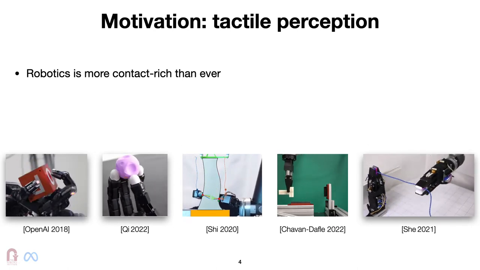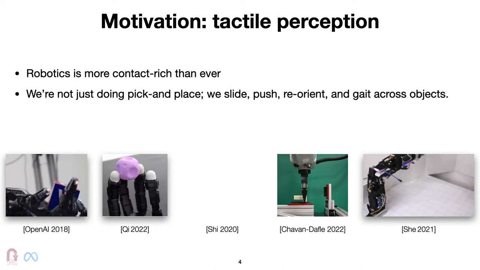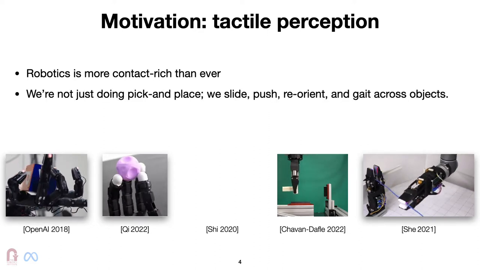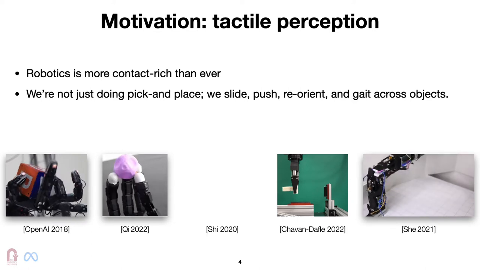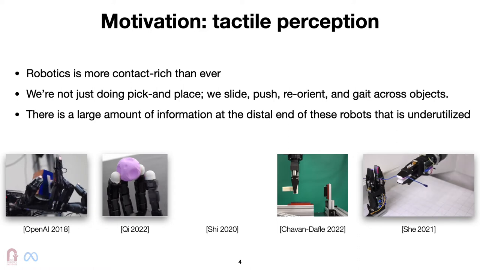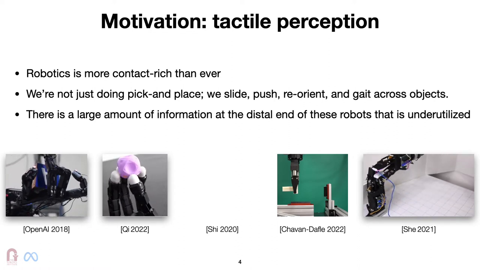Robotics researchers are not averse to contact anymore. In fact, they embrace it. The community isn't just doing pick and place. They're sliding, grasping, bumping, and gating across these objects. And there's a large amount of information at the distal end of these robot arms that is underutilized for pose estimation tasks.